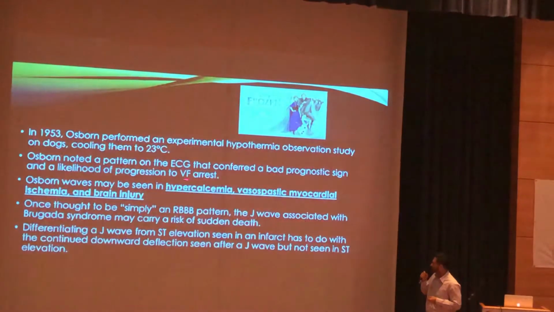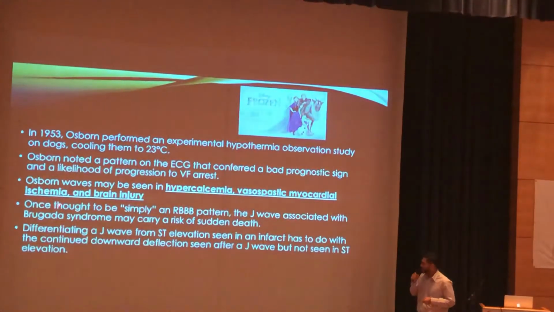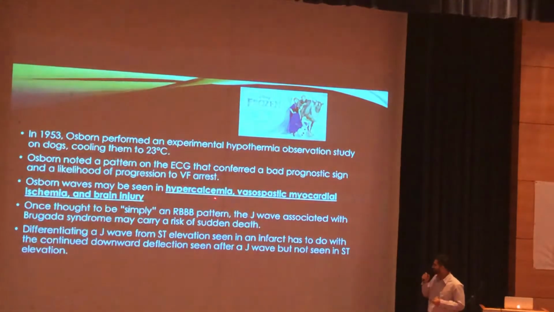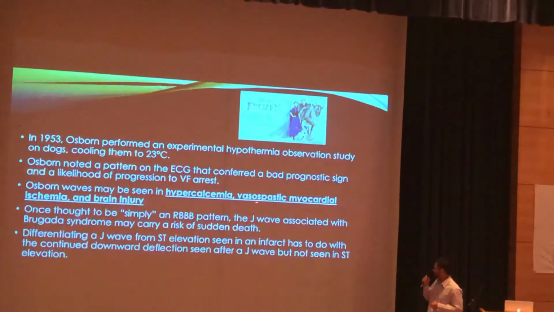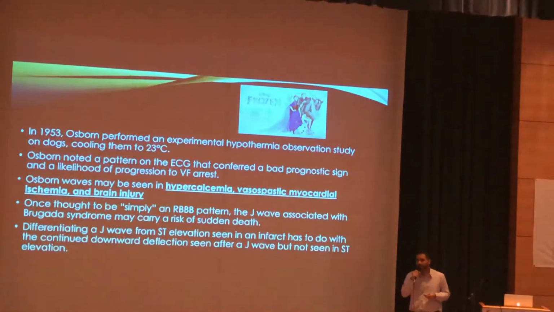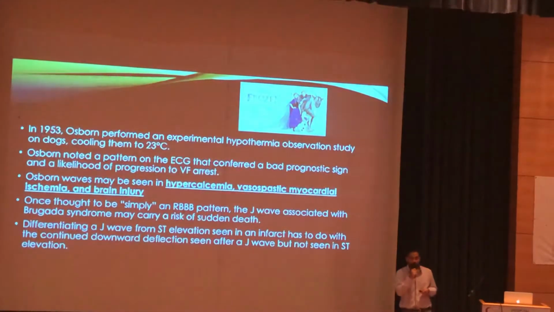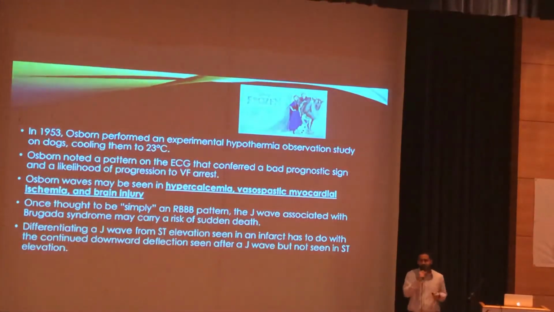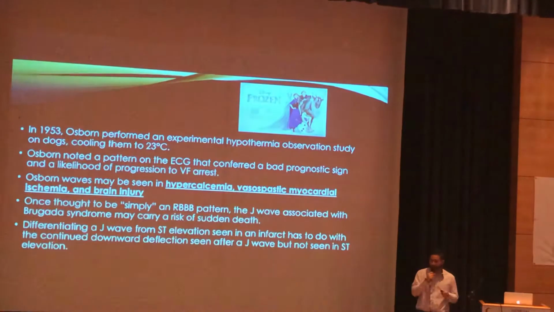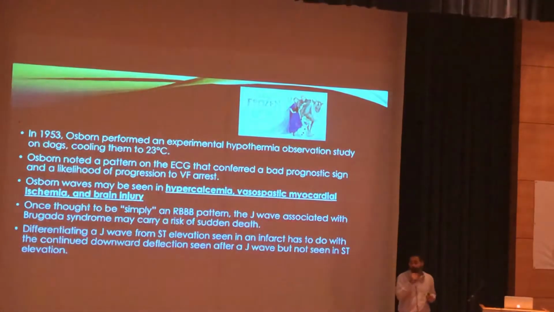There are other differentials that you can see. It's either hypercalcemia, brain injury, or vasospastic angina. Initially they thought this could just be a simple early repolarization pattern with some J wave. But the thing is, it's also related to Brugada syndrome, and Brugada syndrome can lead to death. So when you see a J wave, it might not be benign after all. So take a thorough history and work up the patient further, things like history of sudden death in the family.